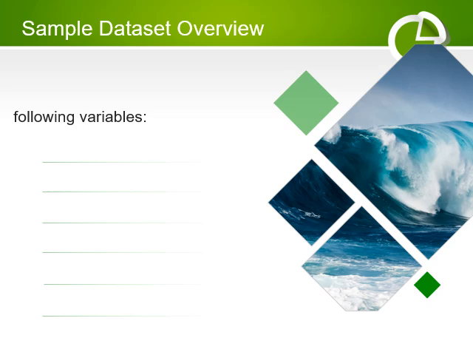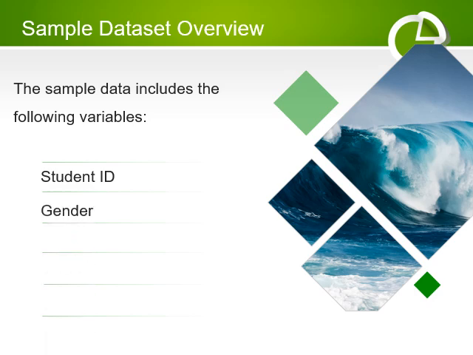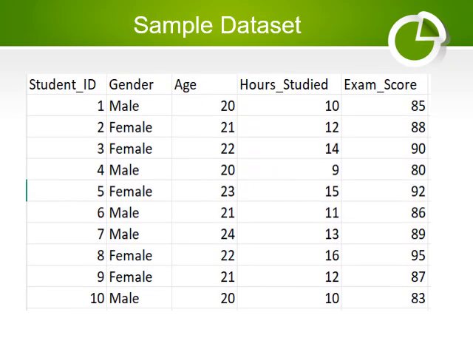We'll be working with a simple dataset of 10 students. So the data includes their student ID, their gender, age, the number of hours they studied, and their exam scores. This simple data set is enough to demonstrate a wide range of statistical functions and visualization techniques. So here is the sample data set.